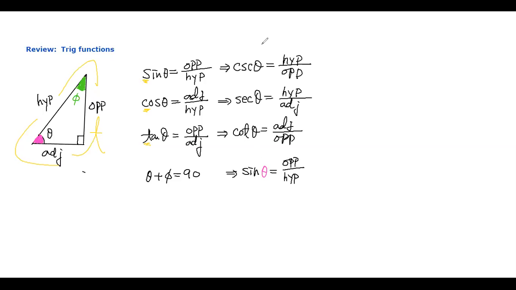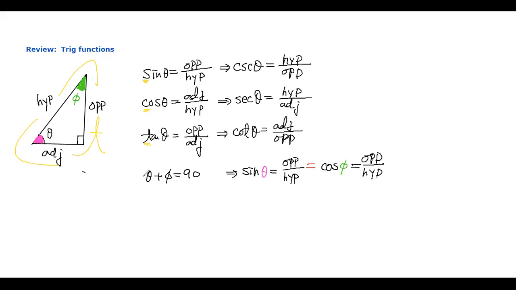Now if I look at my green angle, phi, the cosine is adjacent over hypotenuse. The adjacent side relative to this phi is here, which is the opposite of theta, so this will be opposite over hypotenuse. That's why we derived a very, very important relation.